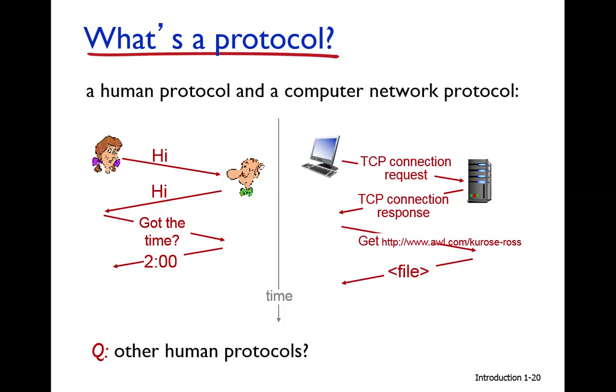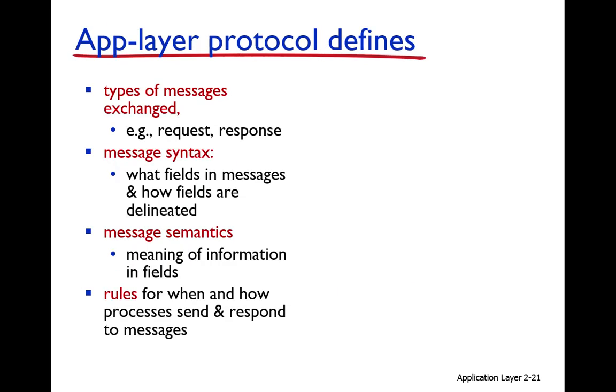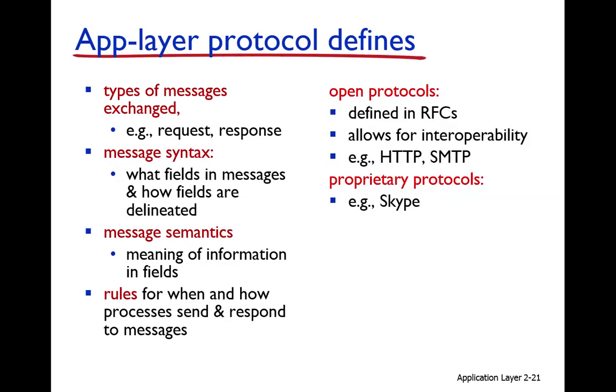For example, if someone asks you what the time is, you will tell them it's 2 o'clock or 3 o'clock. When a person asks you what the time is and you say hello, how are you, it's not the response; it's called an incorrect response. Similarly, when applications talk to each other, they must use application layer protocols. The applications are running on machines, so they have to use application layer protocols.